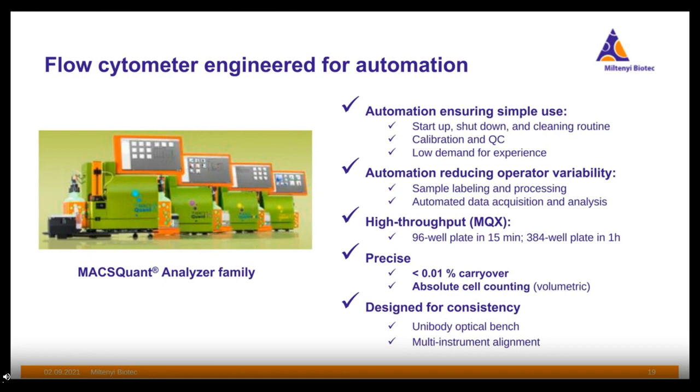All our flow cytometers offer very precise data, so all this automation does not hamper the quality of your data. It ensures minimal carryover, as well as supporting absolute cell counting, which I will show you with one slide later, and the other feature of consistent results through a unibody optical bench and multi-instrument alignment, which I will also highlight shortly.